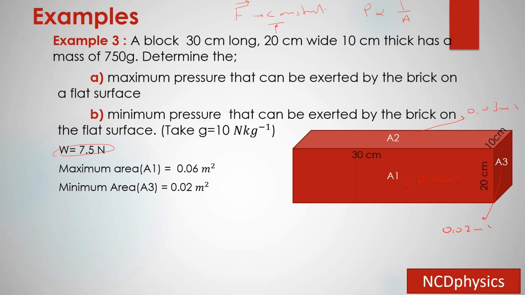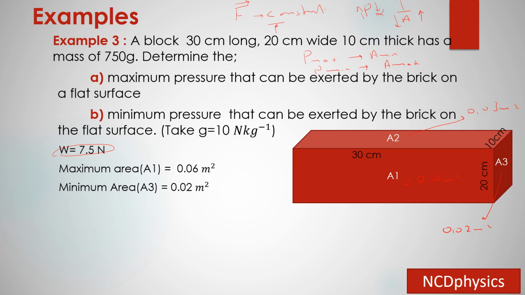So what is the meaning of this? When you increase the area, pressure decreases. When you decrease the area, pressure increases. Okay, so then we can say that for maximum pressure, we need minimum area. For minimum pressure, you need maximum area. Got it?